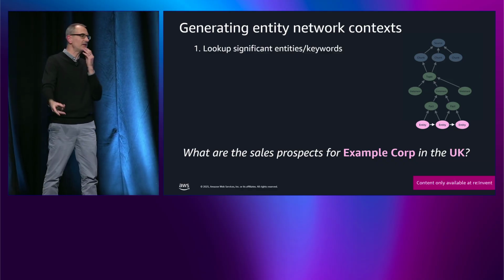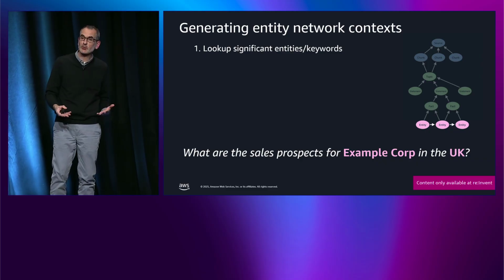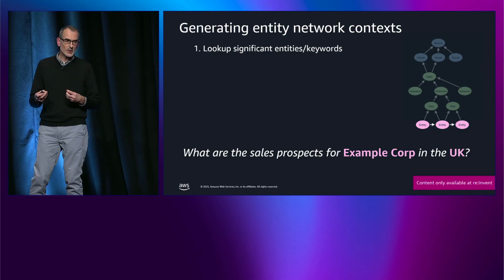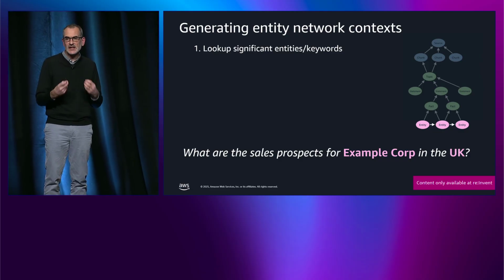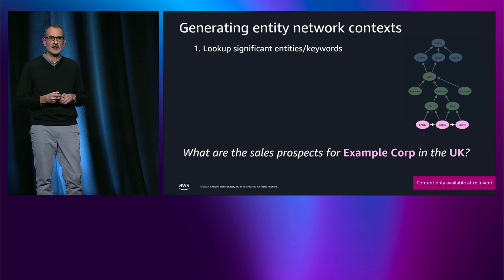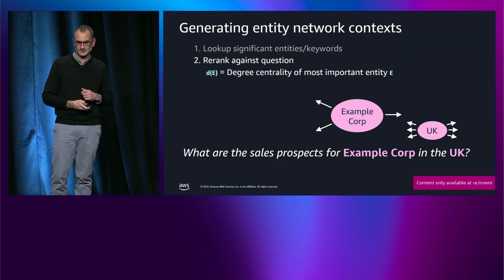So, generating entity network contexts. Well, we've got a user question: what are the sales prospects for Example Corp in the UK? The first thing we do is look up significant entities and keywords from that question in that entity relationship tier. So we end up with a set of candidate entity nodes.